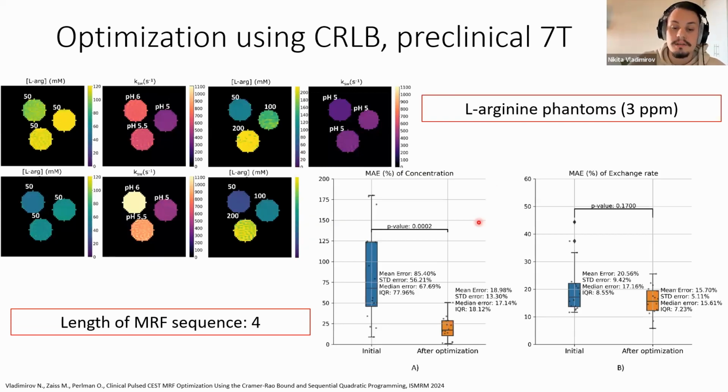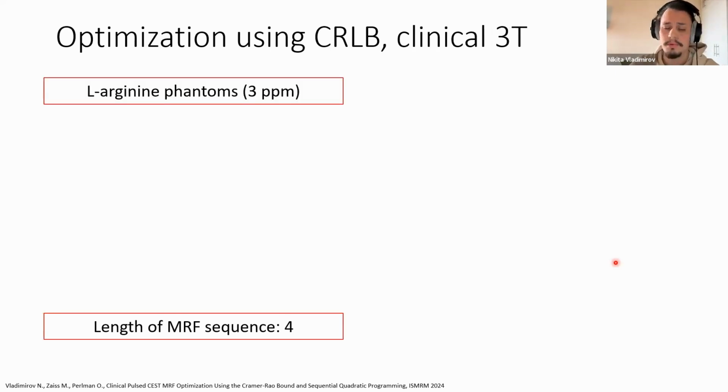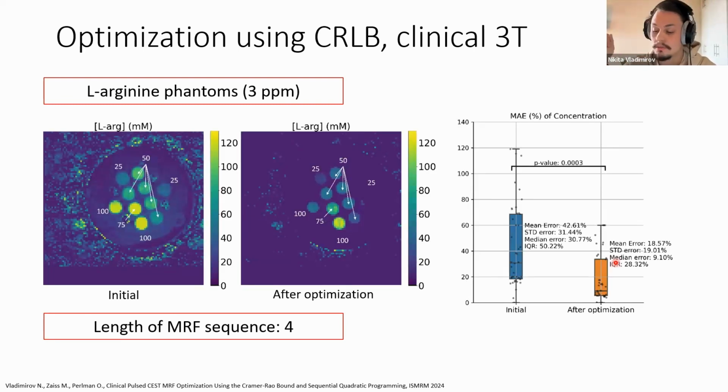Here you can see statistics showing a statistically significant decrease in the mean absolute error of the concentration estimation, and also a decrease in the error of the exchange rate estimation, but not statistically significant. I also performed the same experiment on the clinical scanner. It wasn't as smooth as the preclinical one because I encountered problems of field inhomogeneity, which I tried to correct. But overall, I got a statistically significant decrease in the concentration error, but a real mess with the exchange rate.